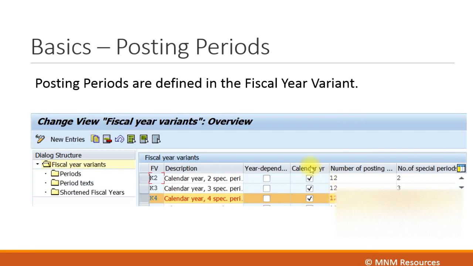In SAP, we'll be using the term periods instead of months. For each of the 12 months of a year, we have 12 posting periods. And any adjustment postings we'll be doing towards the end of a quarter or the end of a year, we'll be putting in the special periods.